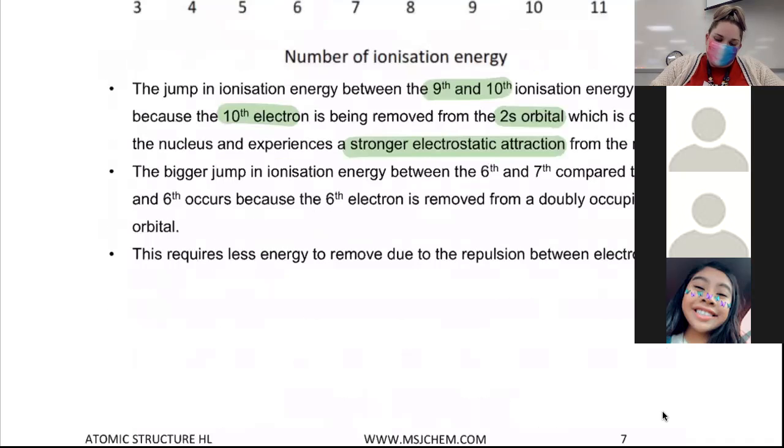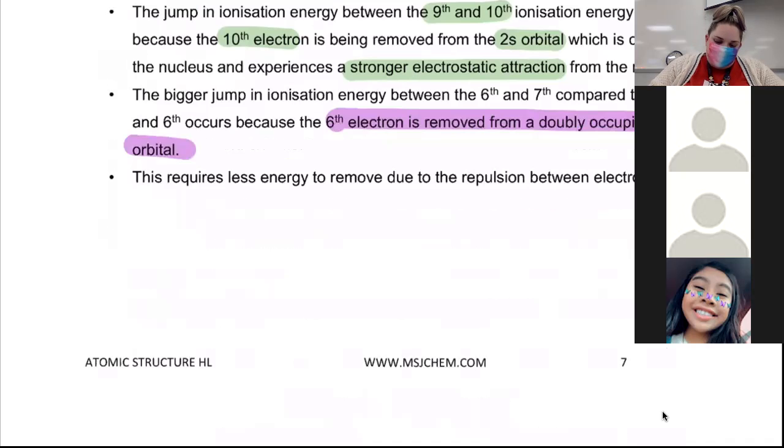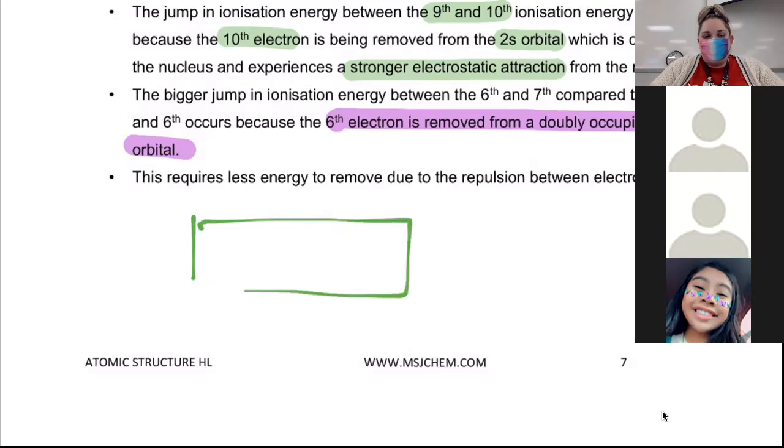Between the sixth and the seventh ionization energies, the reason there's a slightly bigger jump is because the sixth electron is removed from a doubly occupied p orbital. So what I mean by that is if I were to draw out a box here: p sublevels have 3 orbitals. And so if it's full, it looks like this.